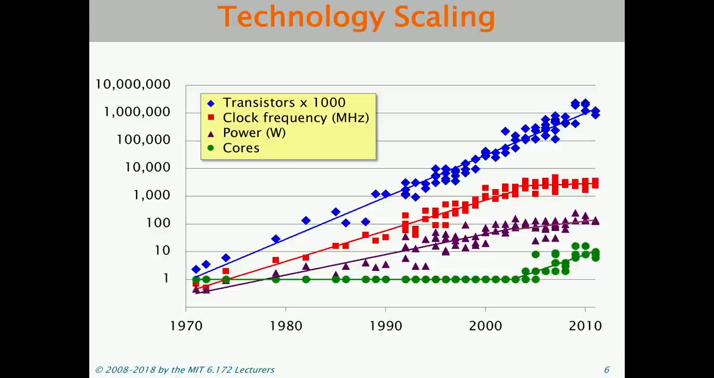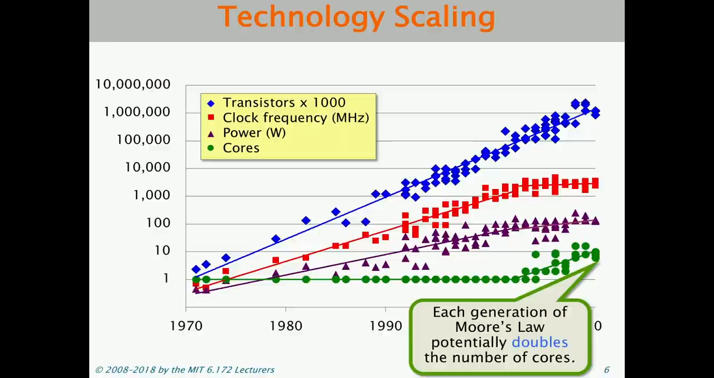And each generation of Moore's law will potentially double the number of cores that you can fit on a chip because it's doubling the number of transistors. And we've seen this trend up until about today. And again, it's going to continue for a couple more years before Moore's law ends. So that's why we have chips with multiple cores today. So today we're going to look at multi-core processing.